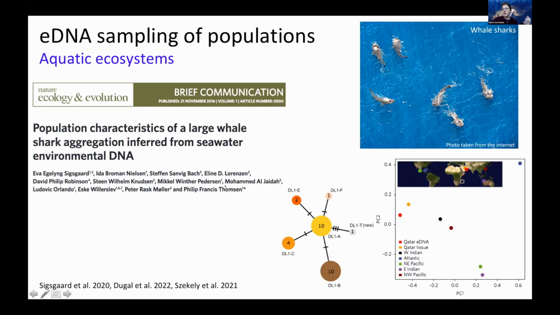So this is an important step forward to study marine biodiversity, particularly a lot of these marine mammals that are typically hard to study using traditional methods, and some of which are also of conservation concern.